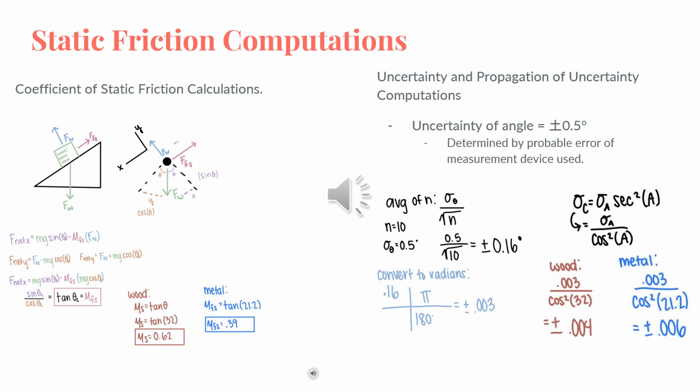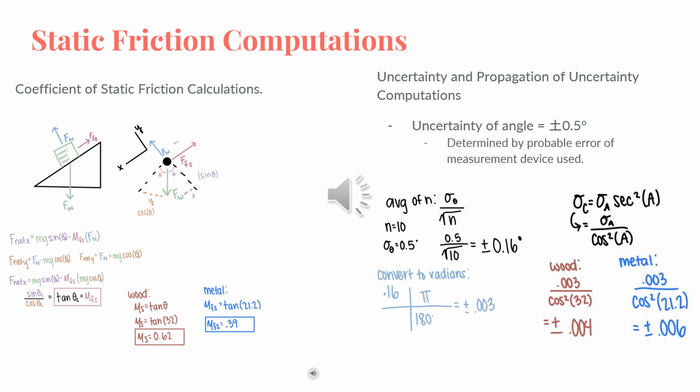In order to get propagated uncertainty, we calculated the average of n, with n representing our 10 trials. This value was found to be plus or minus 0.16 degrees. We then converted that value into radians and got plus or minus 0.003. We converted this value into radians in order to minimize our uncertainty to give more accurate results.